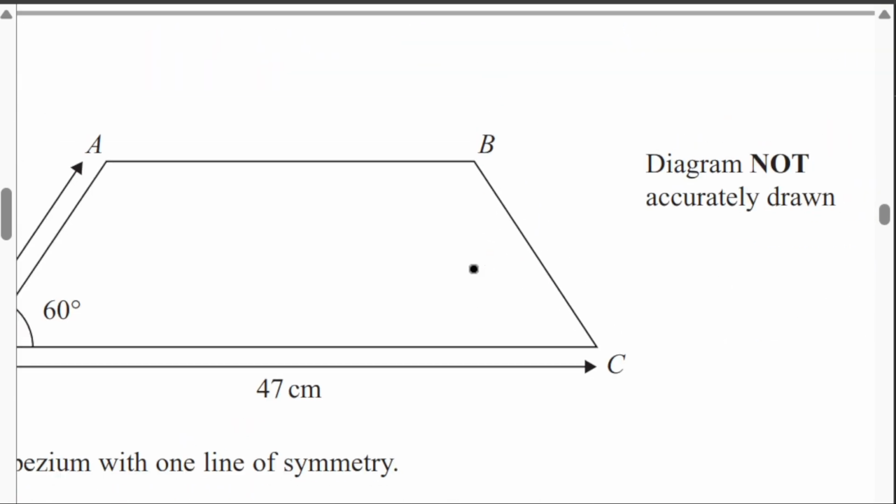That's 4 marks already for this question. Let's go to the next question.